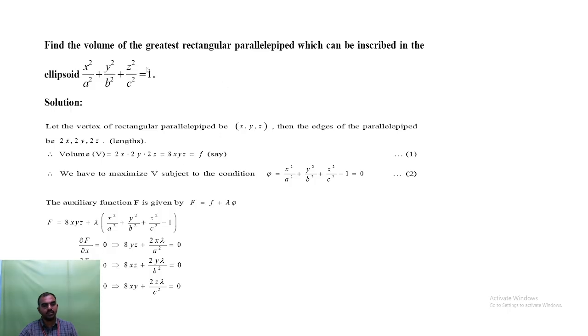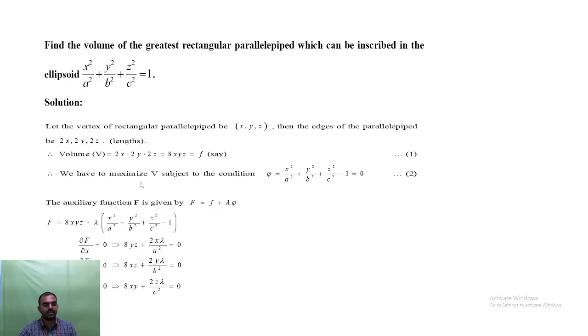So here the problem is the volume of the rectangular parallelepiped. It is three-dimensional and has 6 faces. That is the reason for 2x, 2y, 2z: 2 lengths, 2 breadths and 2 heights. Multiplying these, 2 twos are 4, 4 twos are 8. So 8xyz is equal to f. We have to maximize it, that is, find the greatest.